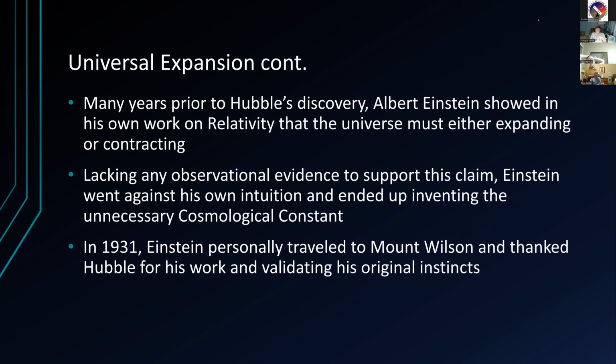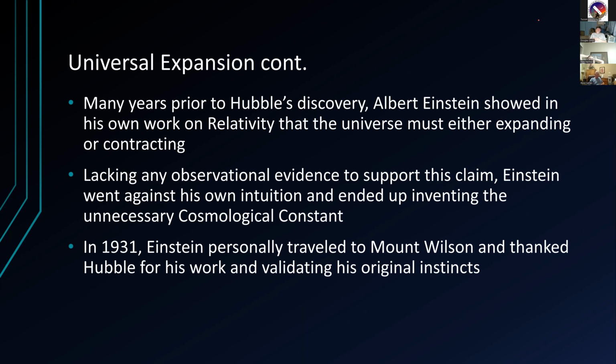So this is what led Einstein to invent what became known as the cosmological constant, which he added to his equations to try to keep the universe from collapsing in on itself. He eventually called this one of the biggest errors of his professional career. And in 1931, he would personally travel to Mount Wilson and thank Hubble for his work in validating that, showing that Einstein was indeed correct in his initial intuition.